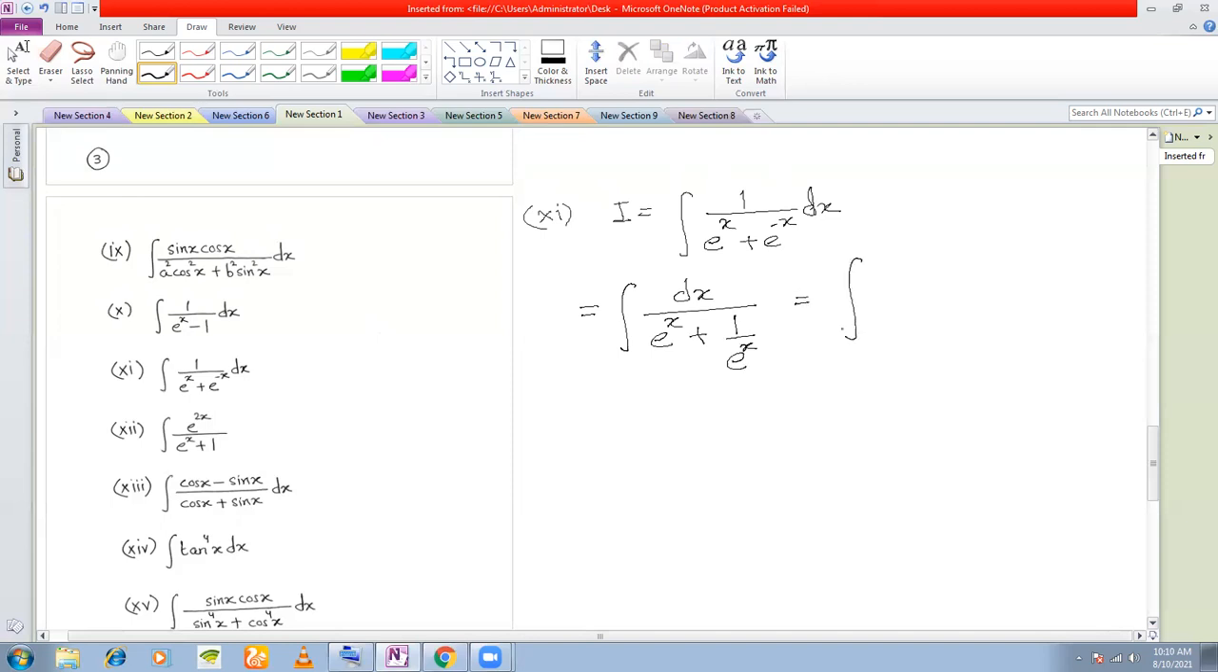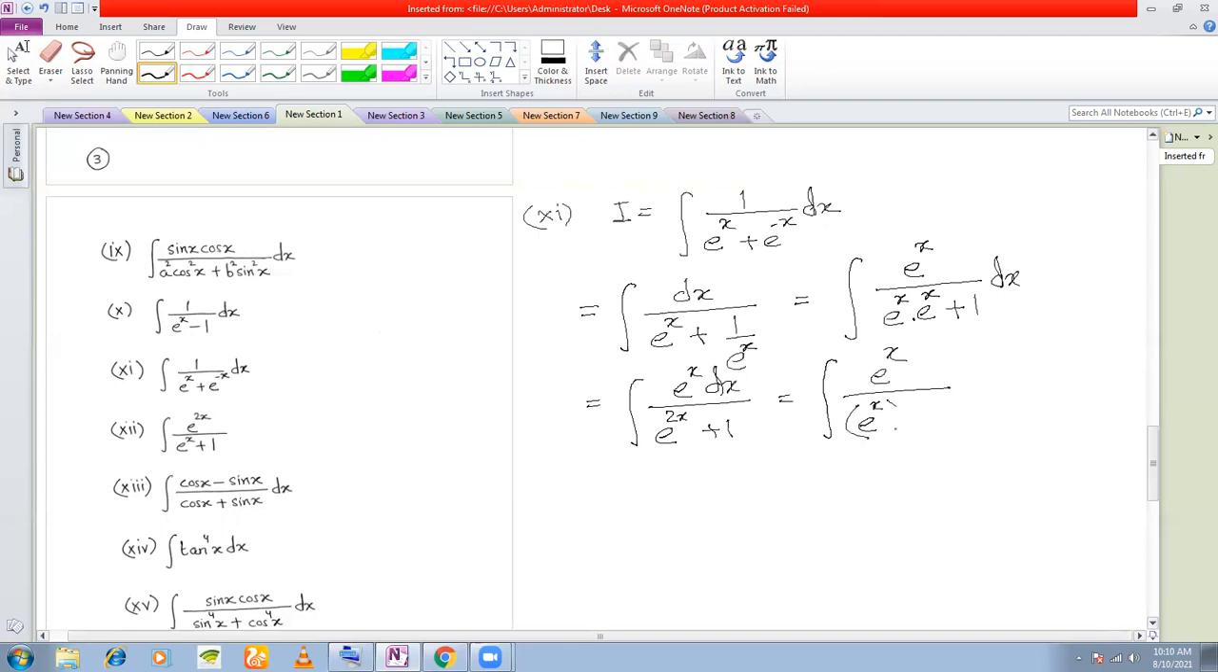So now if you take the LCM, you will get e to the power of x on top, and here you will get e to the power of x into e to the power of x plus 1 dx. We're getting integral e to the power of x dx divided by e to the power of 2x plus 1, which is equal to integral e to the power of x divided by (e to the power of x) square plus 1 dx.